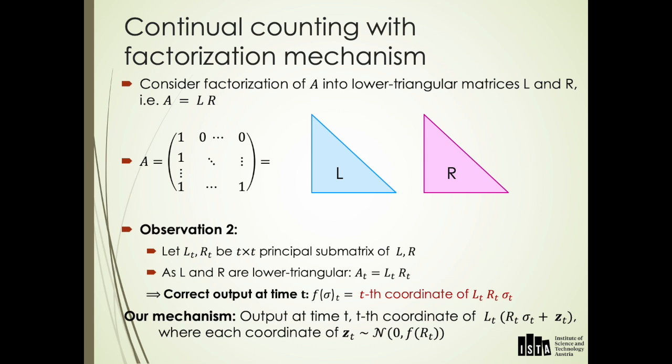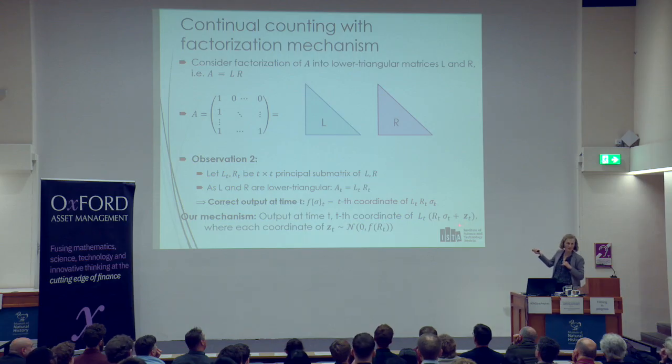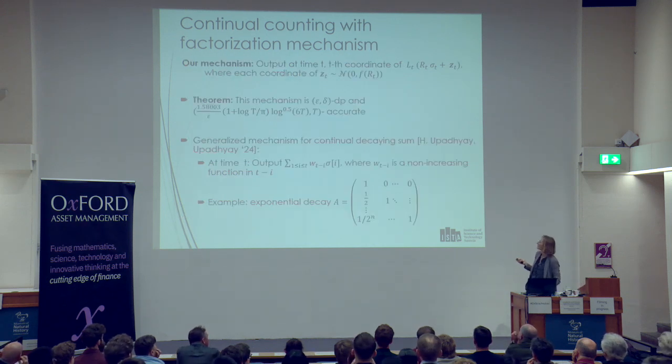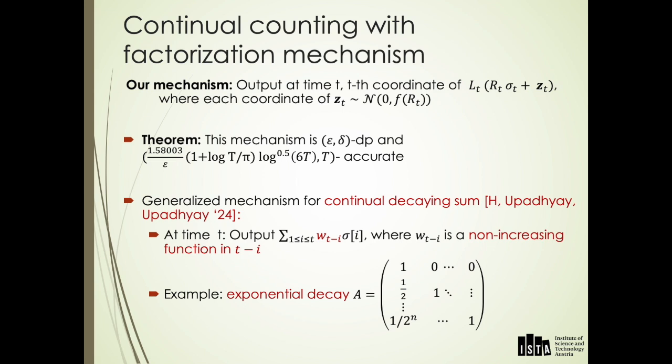So everything is beautifully well behaved. And so now what our mechanism does is, at time step t, it takes R t and multiplies this with the input, sigma t, and then it adds a noise vector to it. And then it does post-processing by multiplying with L t. So our mechanism is this very simple thing, where you can prove that this is an unbiased estimator, and you can show that this is differentially private. So we get this epsilon-delta differentially private mechanism that has this accuracy. So the whole proof is linear algebra. Okay, good. So this is what we did here.